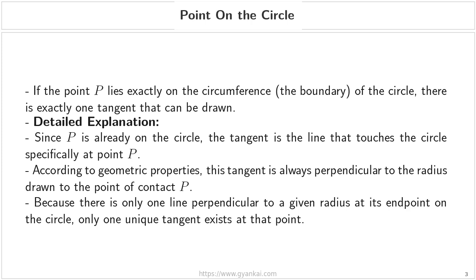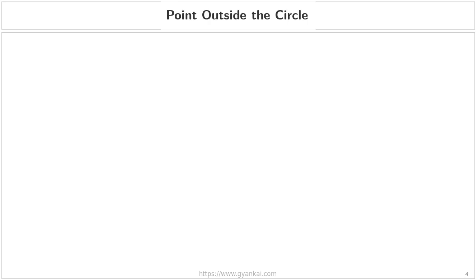Now that we have established that a point inside the circle allows for no tangents at all, let's move on to our next scenario on slide 3. This sets the stage for our next slide, where we will see what happens when we move point P even further away into the exterior of the circle. Point outside the circle.